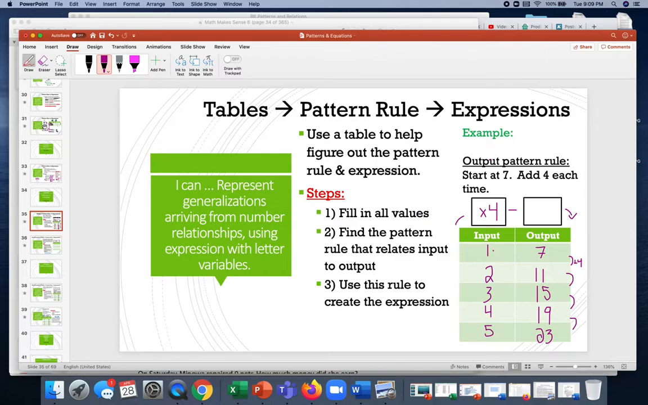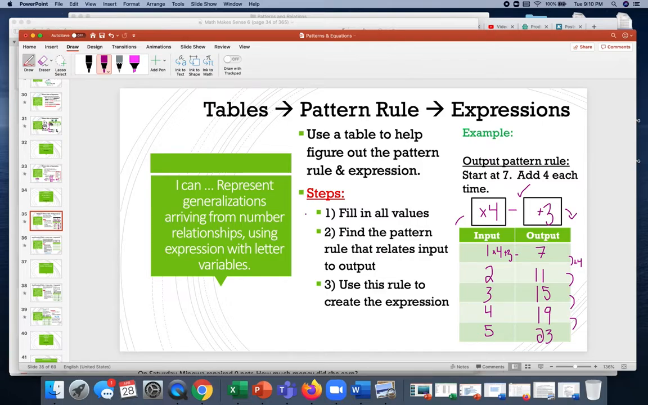Okay, let's see. If I did 1 times 4, how would I get to 7? I add 3. Okay, so that works. So it might be plus 3. Let's see if it works again. I'm just going to do these in my head to make it a little bit faster. 2 times 4 is 8, plus 3 is 11, right on. 3 times 4 is 12, plus 3 is 15. All right, so I'm pretty happy with that as our pattern rule.